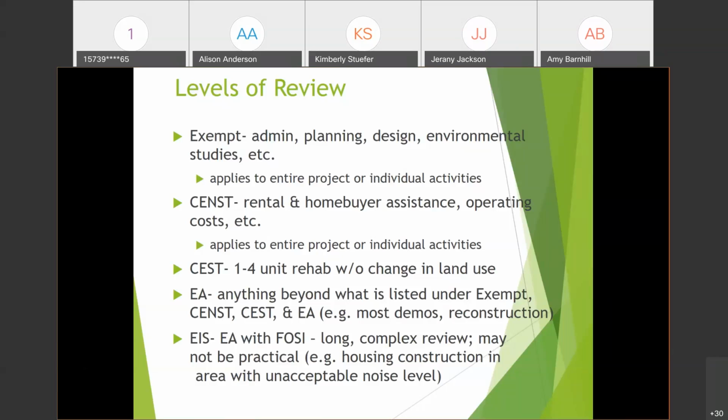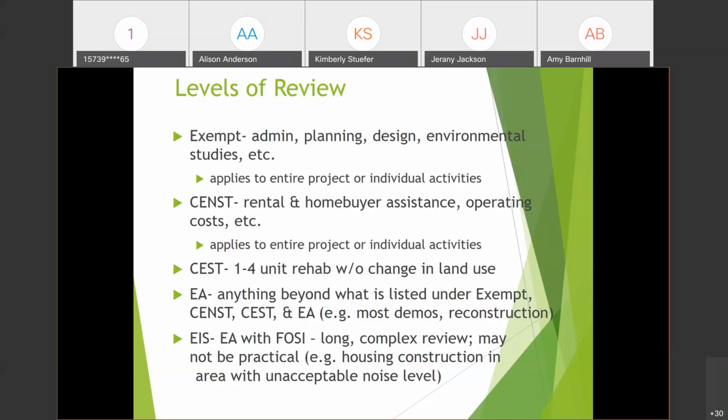So the EA is usually what we see as the highest level of review, most comprehensive review, and takes the longest amount of time. But this is where you're going to find things such as like water projects and reconstruction, new construction, that sort of thing.